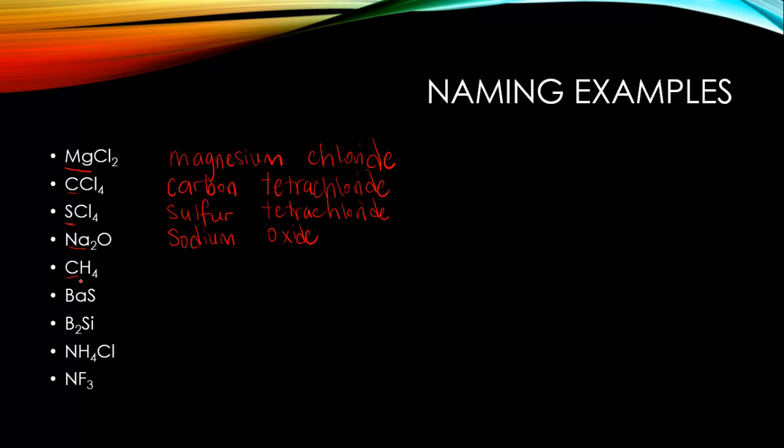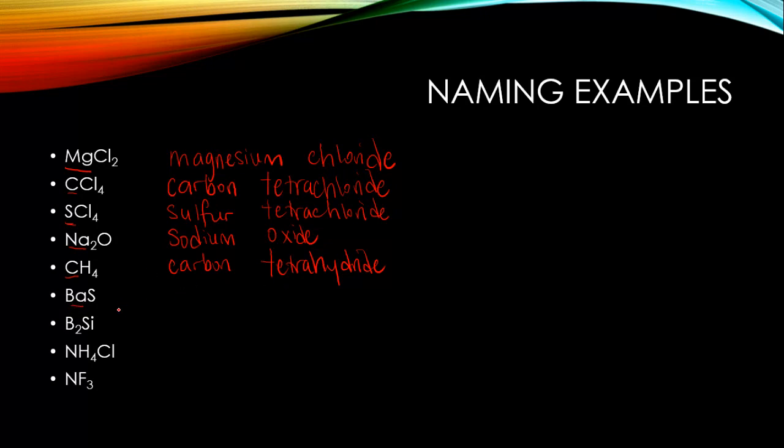This one, all right, carbon. Carbon's a nonmetal, so I'm going with the covalent naming. I need prefixes, so we're going to put carbon, and then we need to use the prefix again. This one's tetra, and we'll change hydrogen to hydride, carbon tetrahydride.